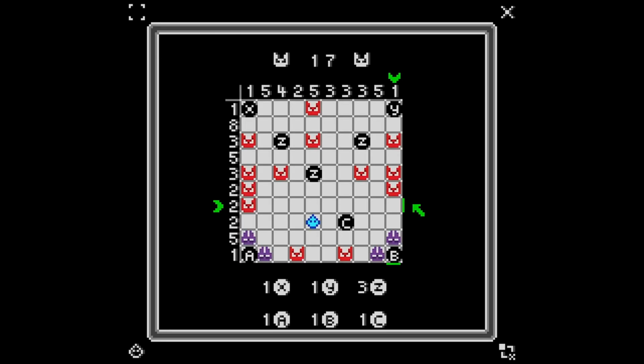Level 126. Looking at the bottom row, there's only one wall, which means this bunny will be hit either by this or this bomb. So it can't be hit by this one, which also cannot hit the crystal. Now we know C is 0.